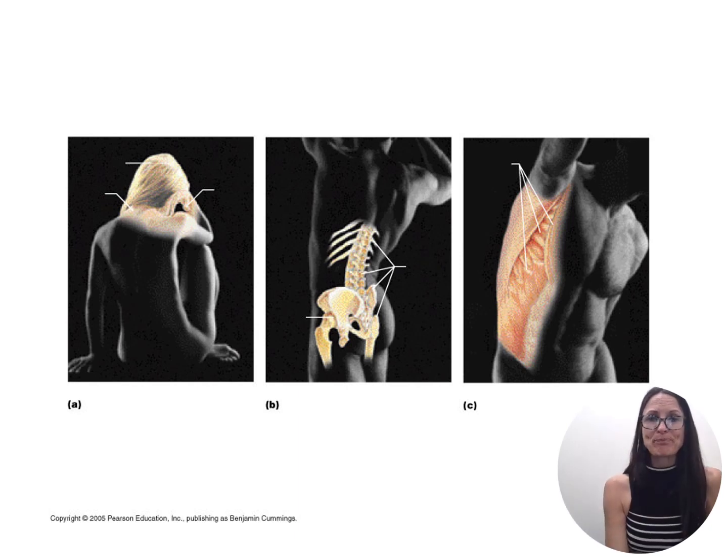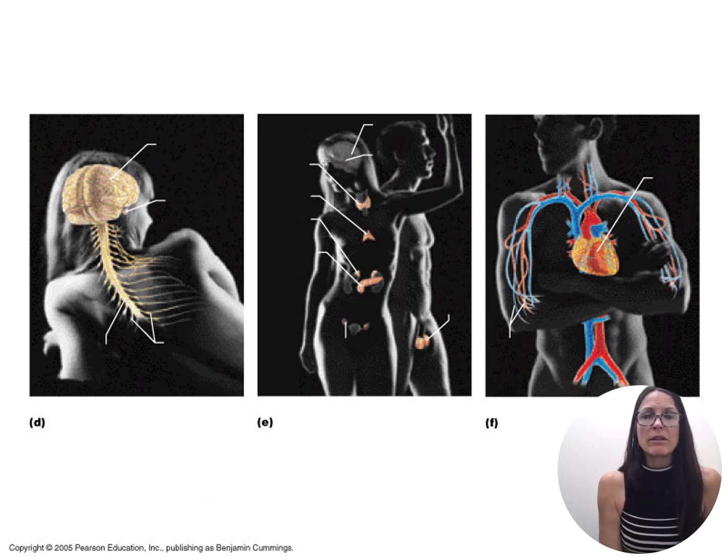The next system is the skeletal system. So it's highlighting your pelvic girdle, which is your hip girdle, and your spine and your ribs. And then you have your muscular system, which is highlighting some of the muscles along the side body and ribs. The next one, D, is highlighting your nervous system, which is your brain and your spinal cord.